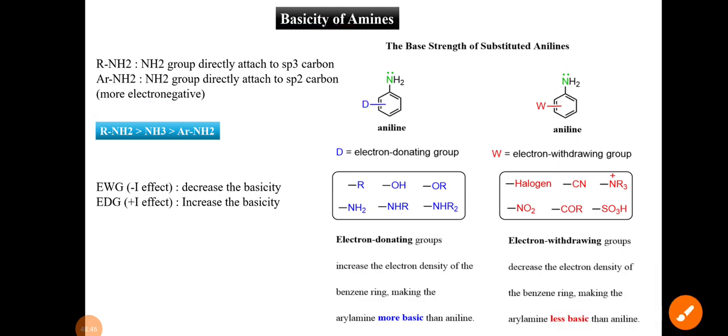So in this figure you can see aniline with electron donating groups and aniline with electron withdrawing groups. The electron donating groups increase the electron density of the benzene ring, making the aryl amine more basic than aniline. Means here with the electron donating group you are seeing that the basicity is increasing. And electron withdrawing groups decrease the electron density of the benzene ring, making the aryl amine less basic. Means basicity is totally opposite to the acidity.